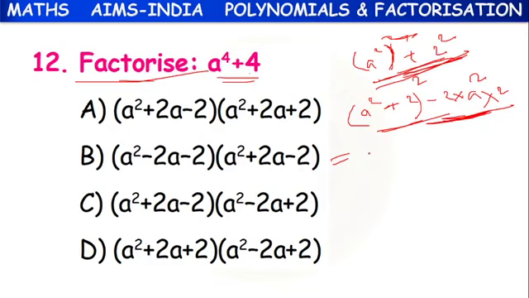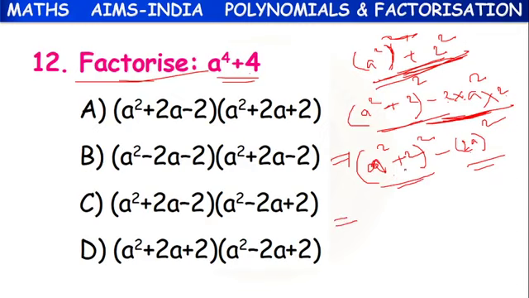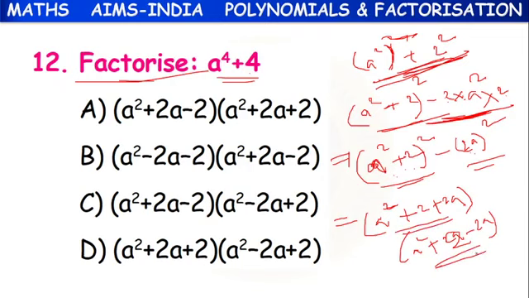Again what can we write? A square plus 2 whole square minus 2 into 2, 2 square a square, which we can write as 2a whole square. So now it is in the form of x square minus y square, which means x plus y into x minus y. What is x? A square plus 2 is x and 2a is y, so it is x plus y into x minus y. Like this we can write.